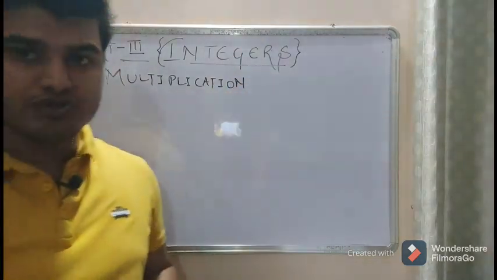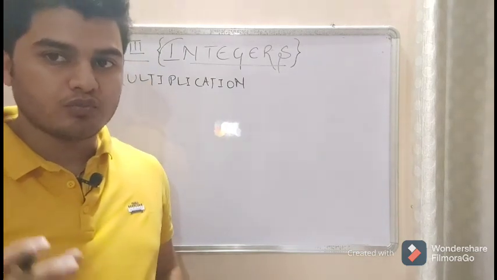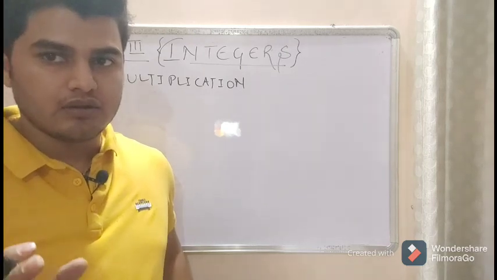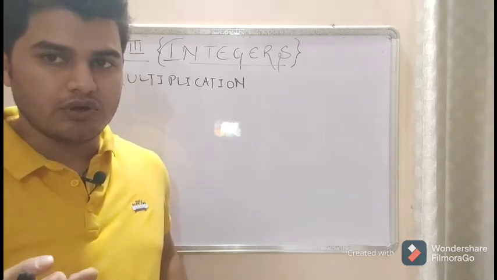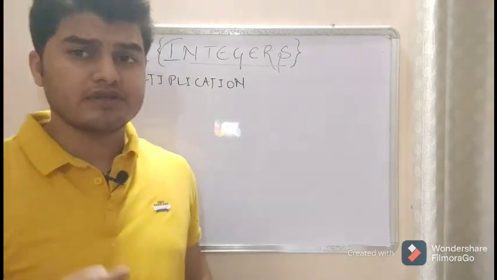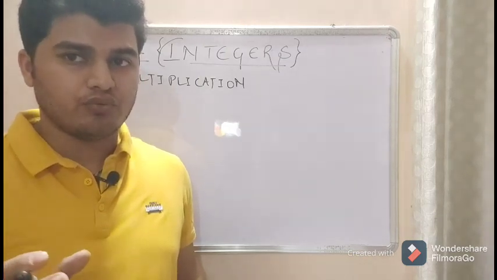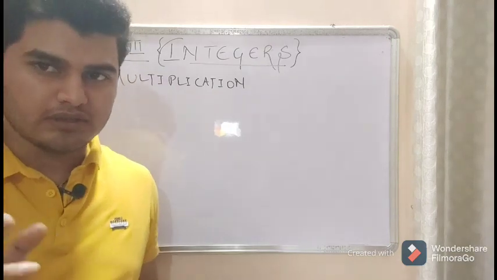Multiplication, we are very much well aware of the process of multiplication, but now we are going to apply it to integers. Integers, we are well aware, are all the negative numbers as well as the positive numbers along with 0. So how do they multiply, what is the product, and how do we conclude that this is going to be the product? We are going to discuss it in this video.